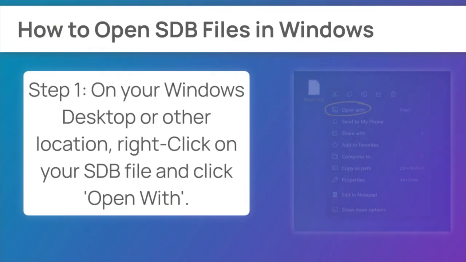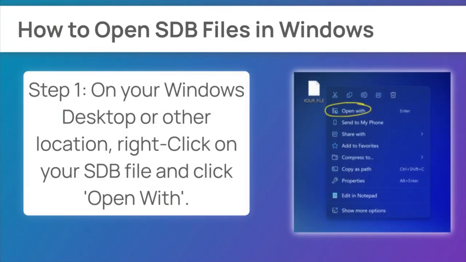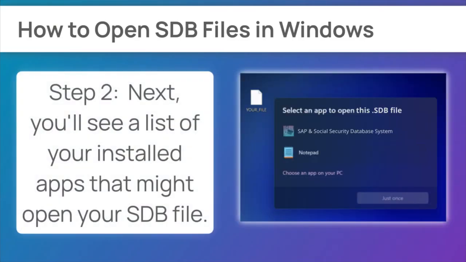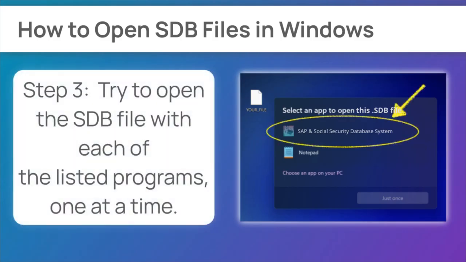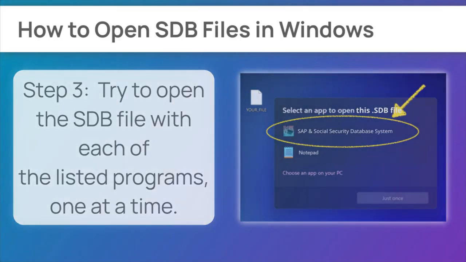Open the context menu to check file association. Right-click your SDB file and choose Open With. Try SAP and Social Security Database System first. If it's absent, select another program. Testing is the most reliable diagnostic.